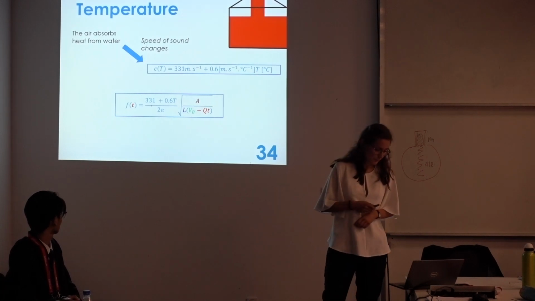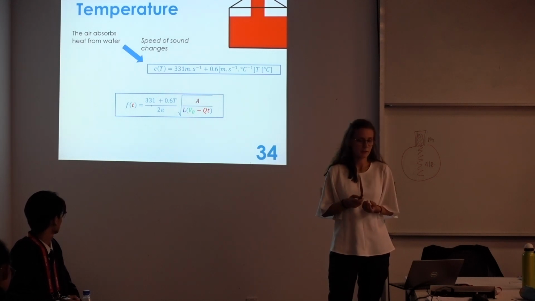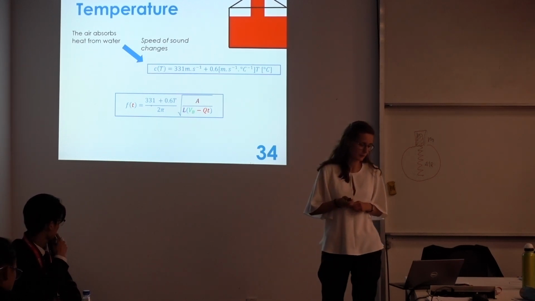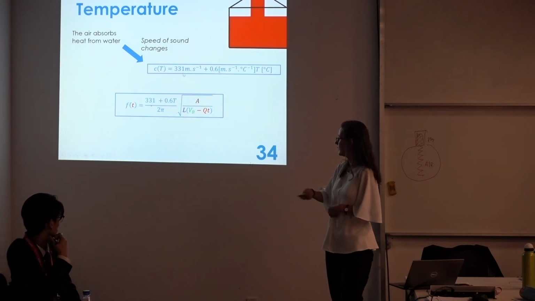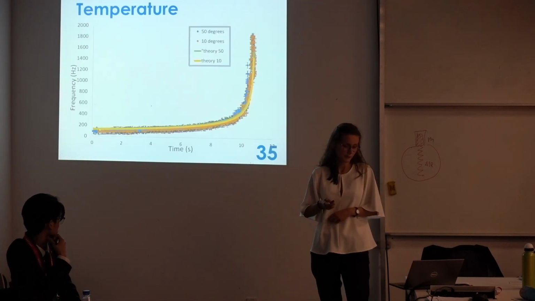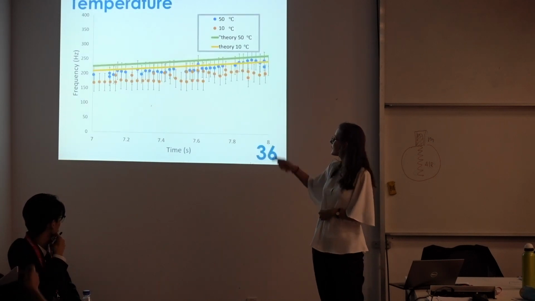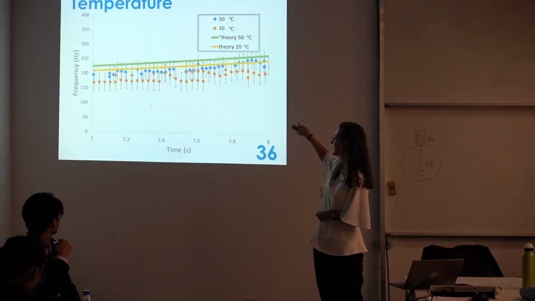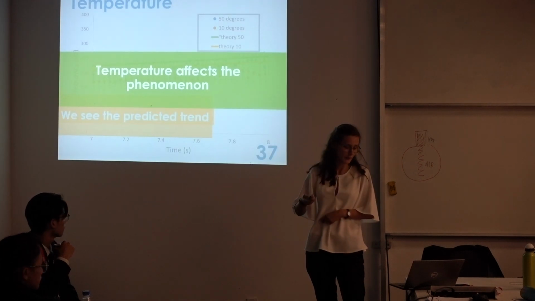Why is that? It's because the speed of sound is dependent on the temperature. From this simple empirical formula that we use, we put this into the Helmholtz theory and fit it with these experiments. It looks also messy, but we take a close-up, and as we predicted, the 50 degrees theory is shifted upwards from the point of view of the 10 degrees theory, and also the data points. So we can conclude that we predicted the trends, and temperature affects the phenomenon.